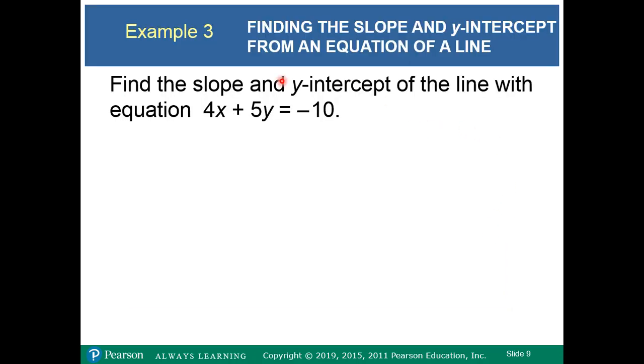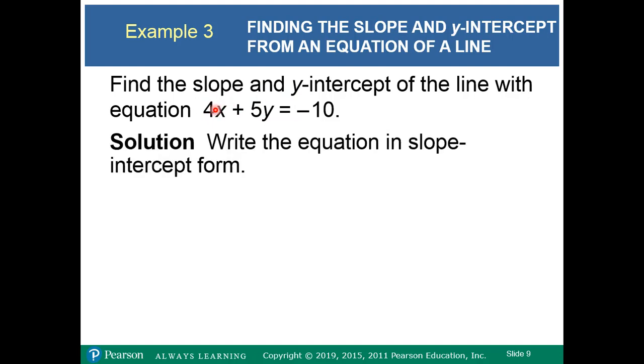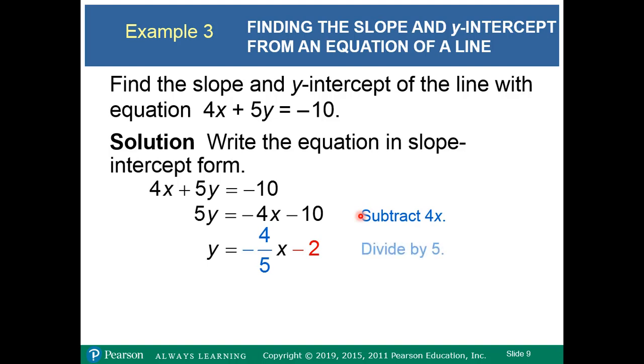So now if I want to find the slope and the y-intercept, well, if I write this in slope-intercept form, I can pick out those two items very easily. So let's solve for y and then simplify. So we're going to move x to the other side. We're going to subtract x from both sides. So we're going to get negative 4x minus 10 now. And then we're going to divide everything by 5. And so if we divide negative 4 by 5, we get negative 4/5. And if we divide negative 10 by 5, we get minus 2.